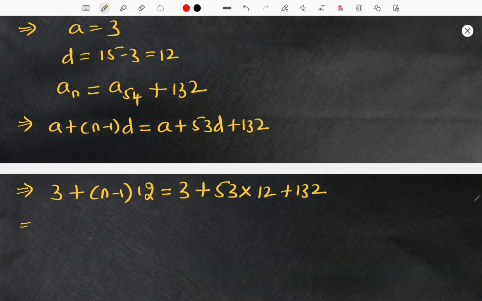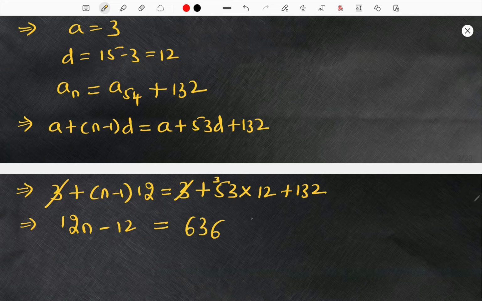Alright, so here, what you can do, look at this. This 3 and 3 can be cancelled because they are the same thing. If you bring this side, it becomes minus. So instead of that, you can cancel here only. n into 12 is 12n. Then minus 1 into 12 is minus 12. And that is equal to, you can multiply these two things. 12 3s are 36, 3 is the carry. Then 12 5s are 60. 60 plus 3 is 63. All right.